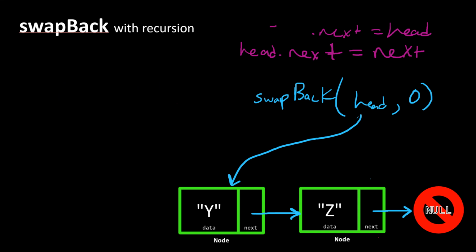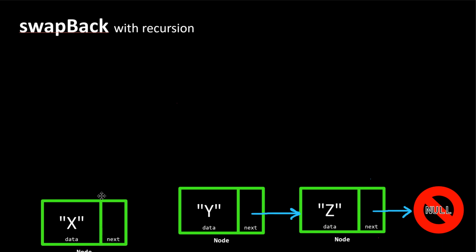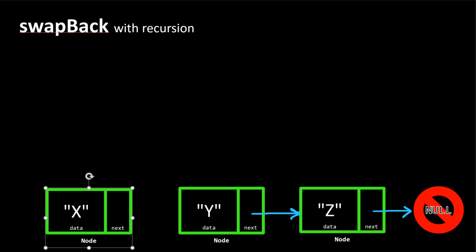And it turns out in this recursive case, if you solve remove recursively, you're going to see that a very similar strategy gets employed here. All right, so now that we've cleared those away, let me pull in our third node. So x is our third node, and it's our new head.